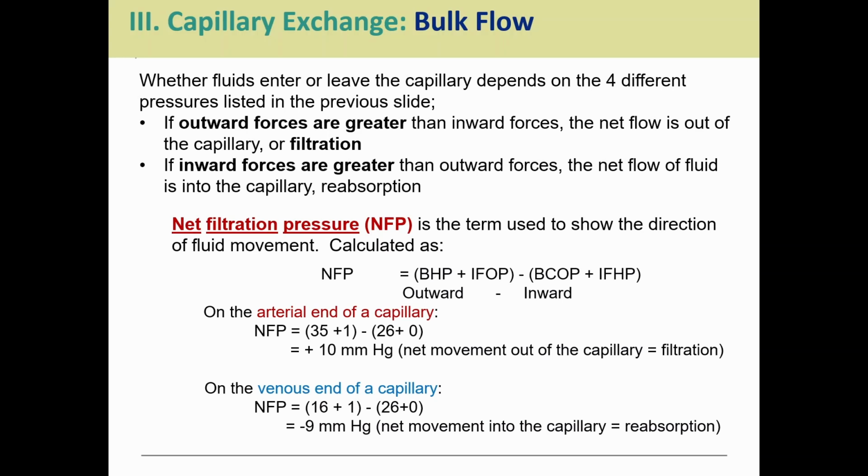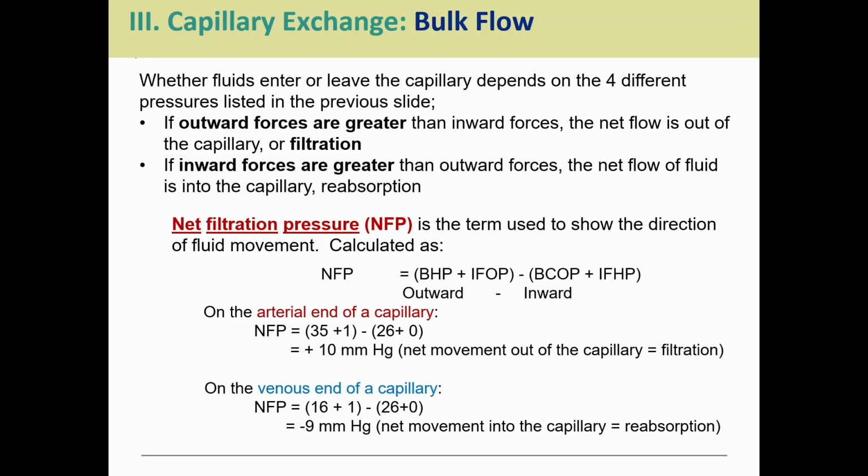And so we have our basic equation of net filtration pressure, or NFP. Net filtration pressure is going to be our BHP plus our IFOP, which are all the outward pressures, right? These are things pushing fluid from the capillaries out to the tissues, minus the things that push inward, the BCOP and the IFHP. Those are both pushing things back in towards the blood vessels. If the number ends up positive, then it's pushing things out. If the number ends up negative, we're pushing things in.